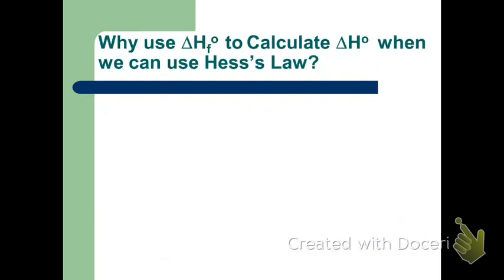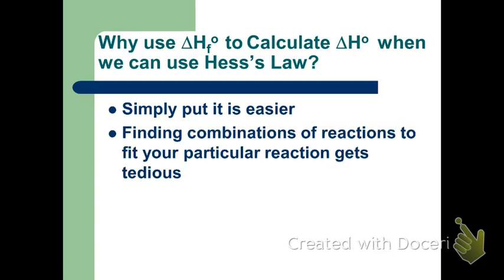So, why use delta H of formation to calculate delta H's when we can use Hess's law? I kind of talked about this, but I'll give you a few reasons. Simply put, it's easier. Finding combinations of reactions to fit your particular reaction gets more and more tedious. Remember that 4th problem I showed you yesterday? They had, oh, you might need to use these 4 or 5 reactions. So it's like, oh, okay.